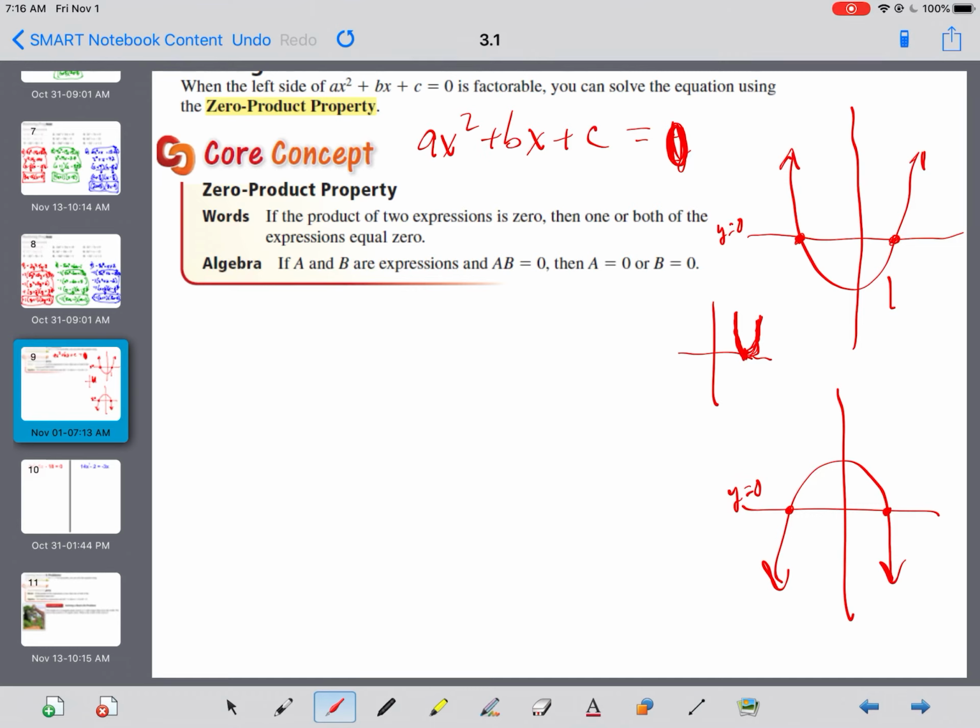So here's what we're saying. If the product, the multiply, of two expressions is 0, then one or both of the expressions equals 0. And here it is in letters. If a and b are both expressions, so when you do a times b and it equals 0, then either a equals 0 or b equals 0 or both equal 0. So that's how we're going to solve a quadratic. For me, it's one of the easiest ways to solve a quadratic is if it is factorable. You can factor it out, and each factor has to turn into 0. That's what x's are needed.